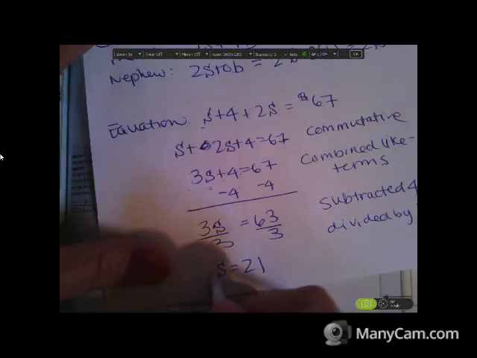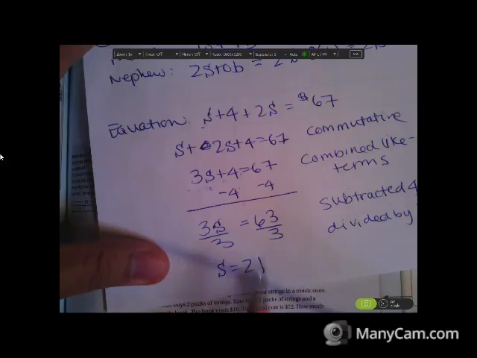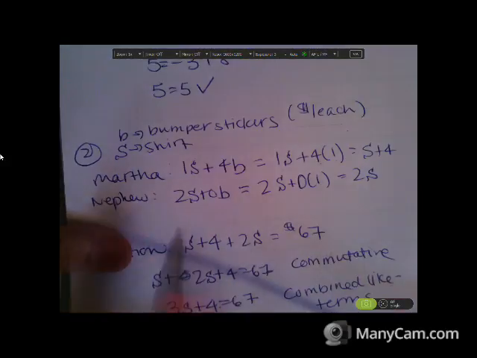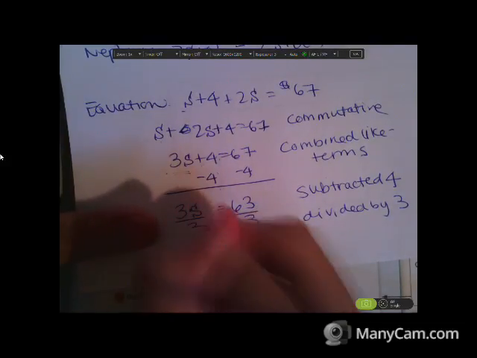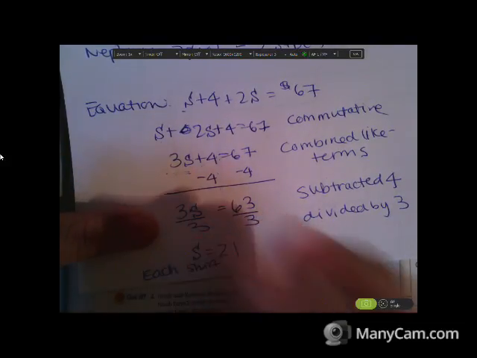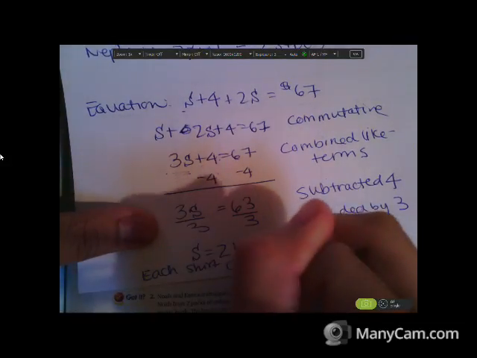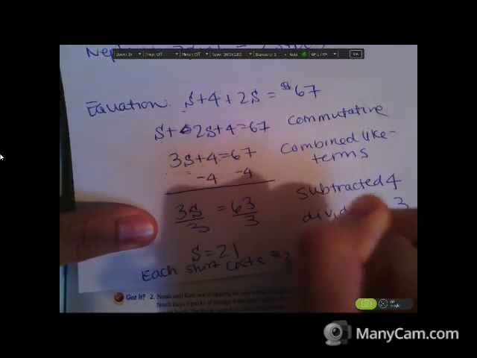Well, now we got to answer the question. S represented the number of shirts. So, if s equals 21, that means that each shirt costs $21, and that is our answer.